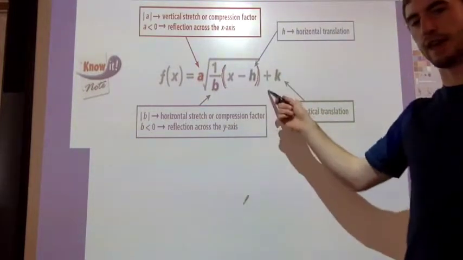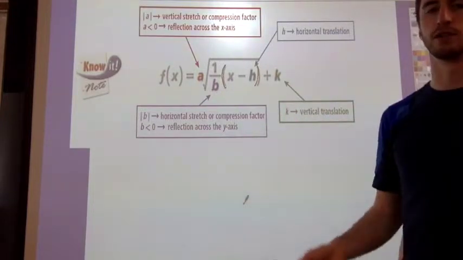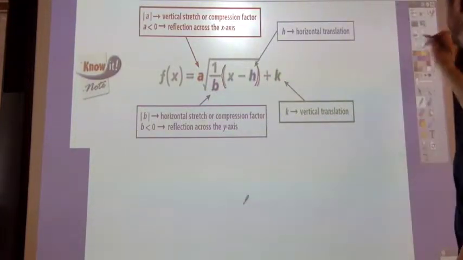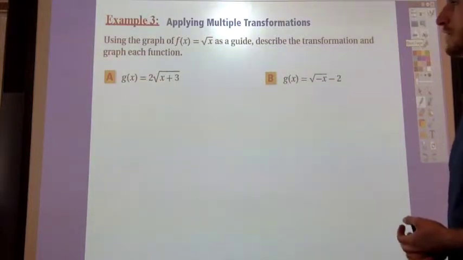Then, of course, we've got the k on the outside, and that is vertical translation up or down. Okay, so more of the same. You can go ahead and try these on your own if you want.